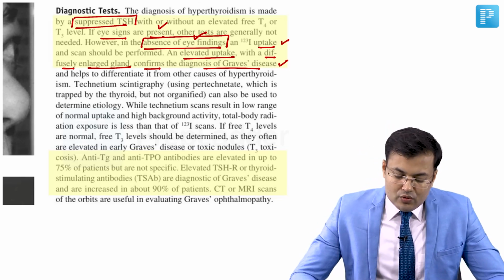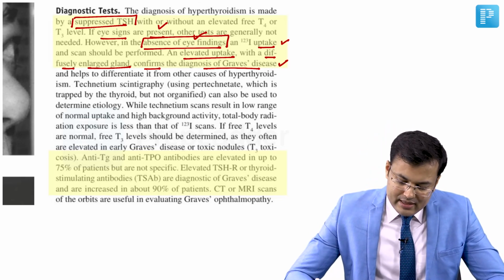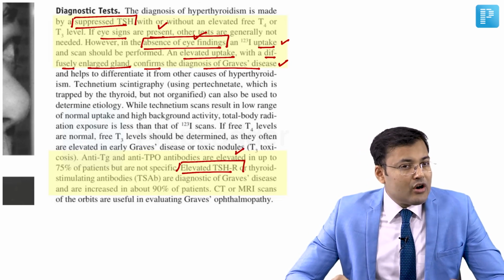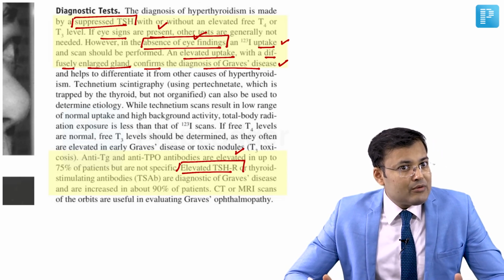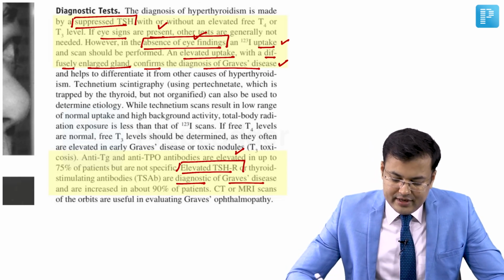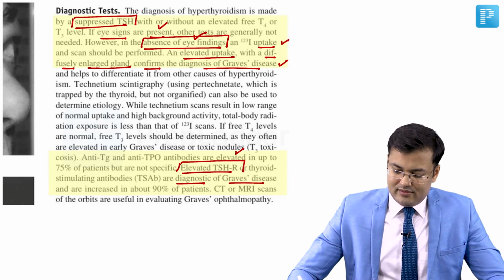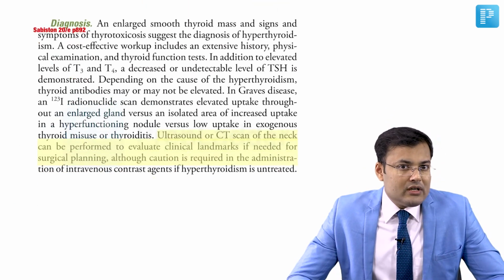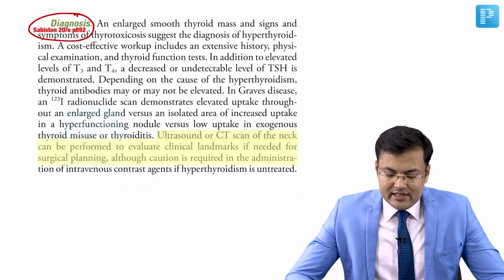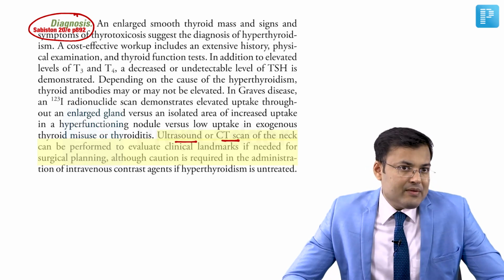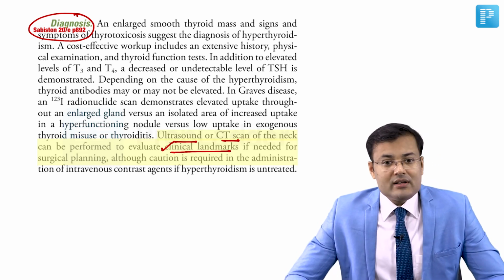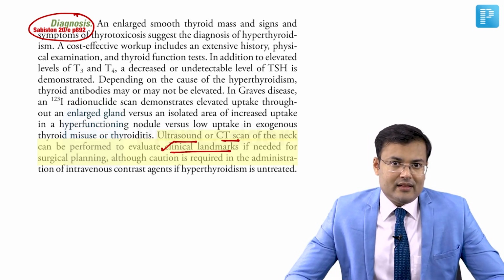Simple. Now see what is written related to antibodies. If there are thyroid stimulatory antibodies, meaning autoantibodies which are stimulating antibodies against the TSH receptor, these are diagnostic of Graves. Related to the role of ultrasound, what is written in Sabiston? It is written that ultrasound or CT scan of the neck can be performed to evaluate clinical landmarks if needed for surgical planning. Got it?